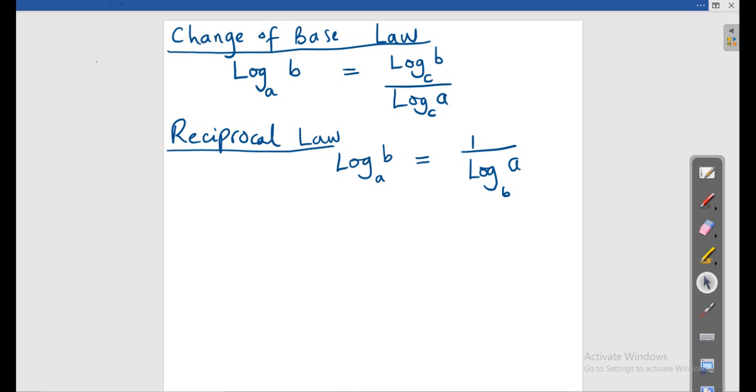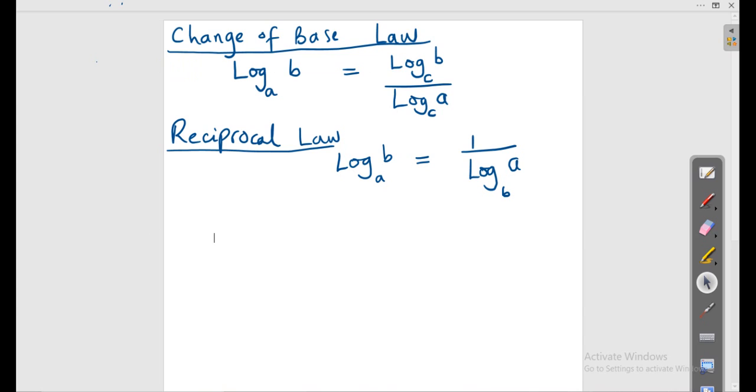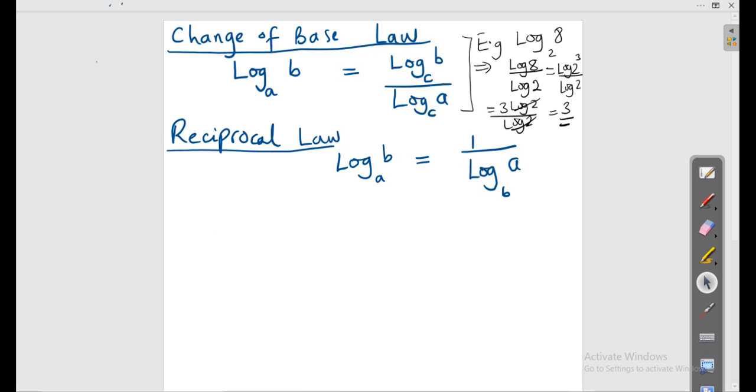So let me do a quick recap here. For example, if I have log 8 base 2, it implies that I can have log 8 divided by log 2, where the log is now base 10. Now don't forget that log 8 is the same thing as log 2 raised to the power 3 over log 2, which is the same thing as 3 log 2 over log 2. Log 2 cancels log 2 and the answer is 3. And naturally, log 8 base 2 is 3.